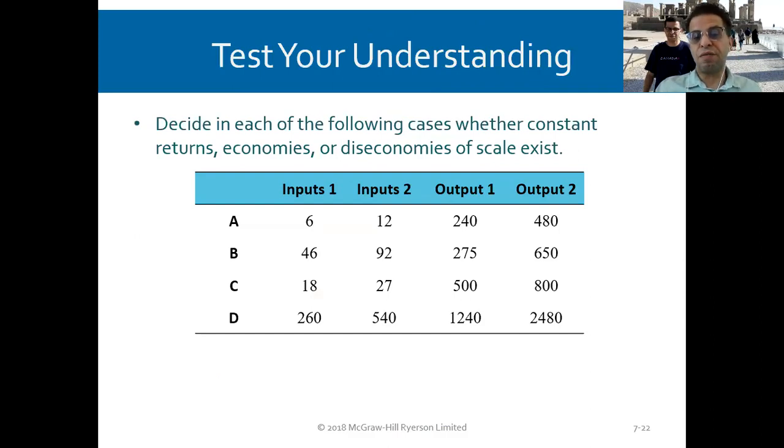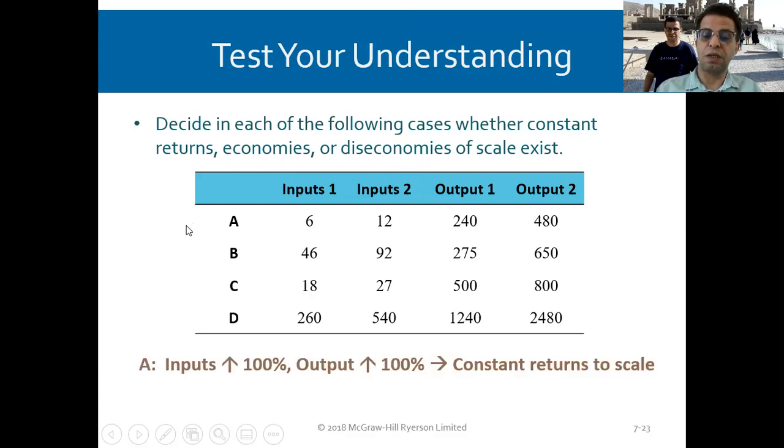So decide in each of the following cases whether it is constant returns, economies, or diseconomies of scale. We have four sets A, B, C, D. We have input one, and then we move to input two. Moving from input one, which costs 240, to input two, costing 480, we have four sets. So we need to see whether constant returns, economies of scale, or diseconomies of scale exist.